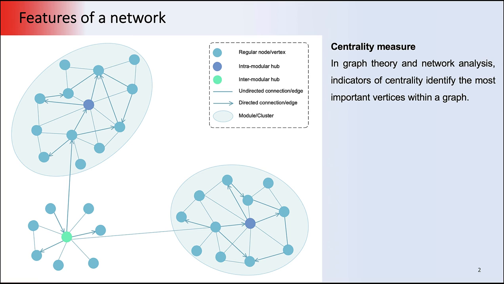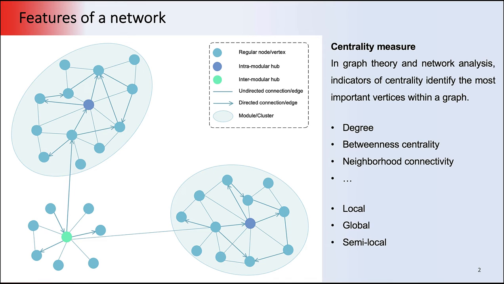There are actually numerous centrality measures, but to name a very few basic ones, we can mention degree, betweenness centrality, and neighborhood connectivity. Also, we should consider that each centrality measure captures a specific topological dimension of the network. For example, degree is a local centrality measure, betweenness centrality is a global one, and neighborhood connectivity could be considered as a semi-local centrality measure.